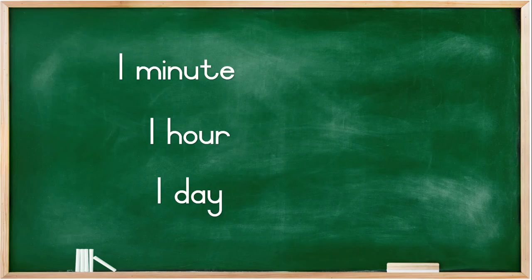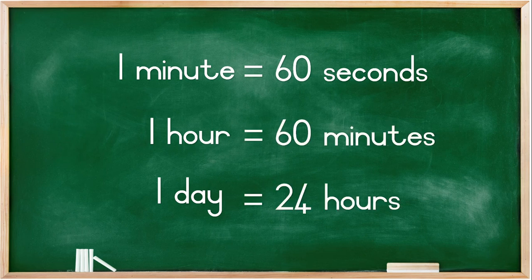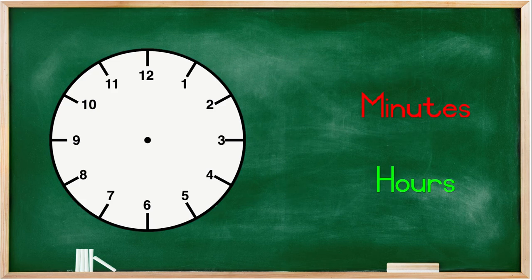So it's important to know 1 minute is 60 seconds, 1 hour is 60 minutes long, and 1 day is 24 hours long. So when we look at a clock, our minutes are represented by the long arm. The long arm will be red in this video, and then our hours will be represented by the short arm, which will be green in this video. So if the long arm is on 12, we will always say o'clock. If the long arm is on the 6, we will always say half past.